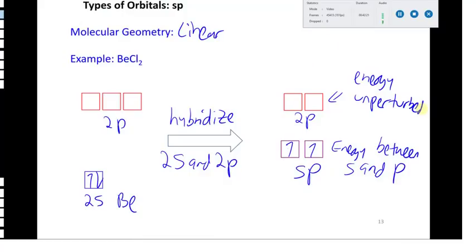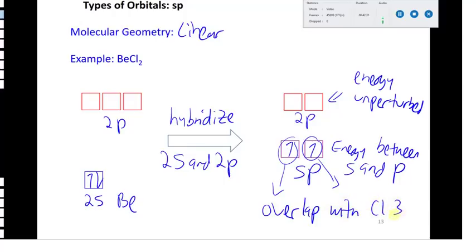All right, so then finally what we do is we take these 2 unpaired electrons and we're going to overlap them with the unpaired electron in the chlorine 3p. So in this case, we're not using pure atomic orbitals to make the bonds. We're taking 2 of the atomic orbitals on the central atom, hybridizing them, and then it's those orbitals that overlap. And these are oriented in exactly the right direction to give the molecular geometry.